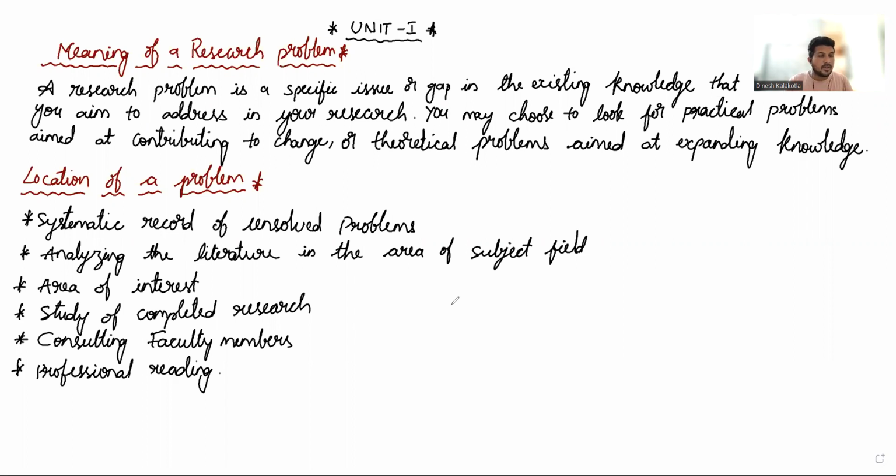So first, let's see the meaning of a research problem. I've given a definition up here, so I'll just read it out and explain it by breaking it down. What do you mean by a research problem? A research problem is a specific issue or a gap in the existing knowledge that you aim to address in your research. So what is the meaning of this sentence? There is an issue or there is a gap in the existing knowledge.